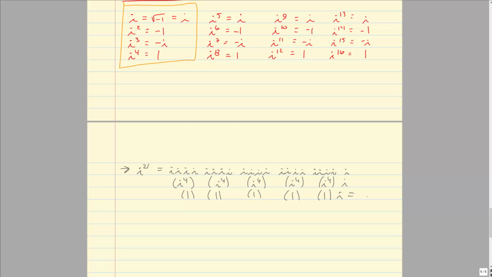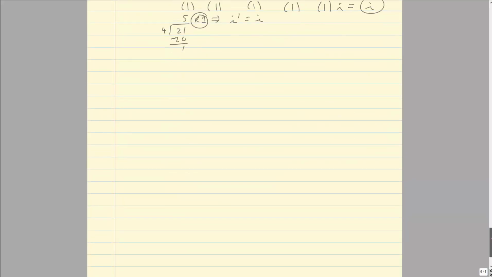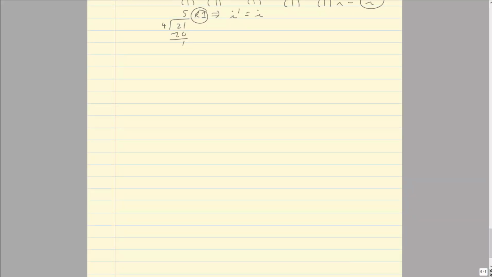1 times i is i. So my answer here is i to the 21st is just equal to i. Well, what I could have done is I could have just figured out what my remainder is. So 4 goes into 21 5 times. 5 times 4 is 20. My remainder is 1. So this tells me that I can ignore all powers. I'm left with a remainder of 1. So this would be the same as i to the first, which is just i. So I'm going to divide by 4, look at my remainder, and work from there.